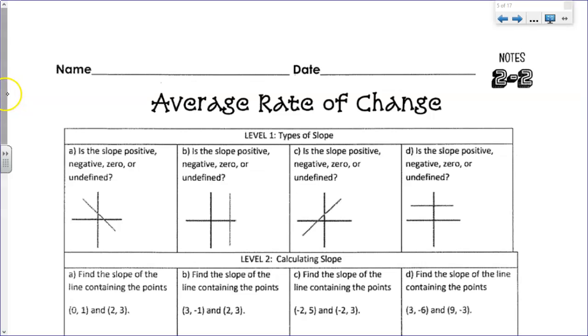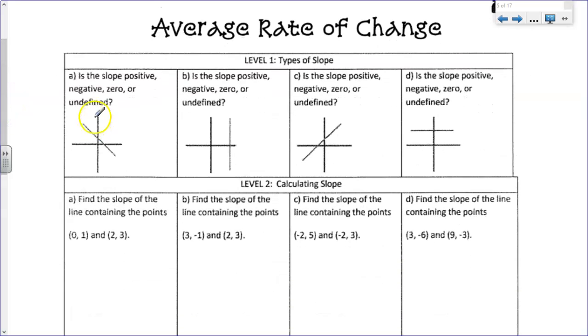Okay, so let's continue and look here on the next page. So if we look at this graph here, is the slope positive, negative, 0, or undefined? So if you recall, when it slants to the left, the slope is negative.